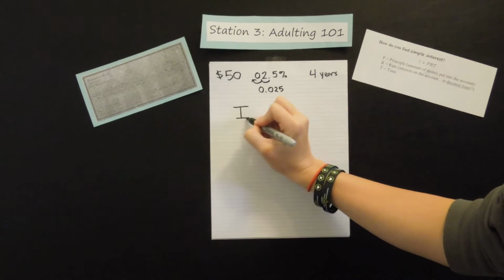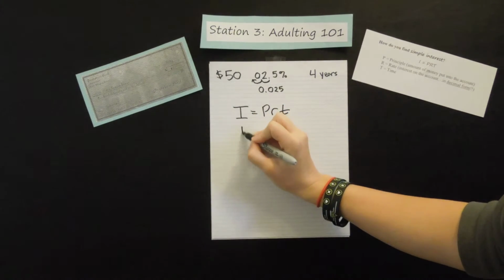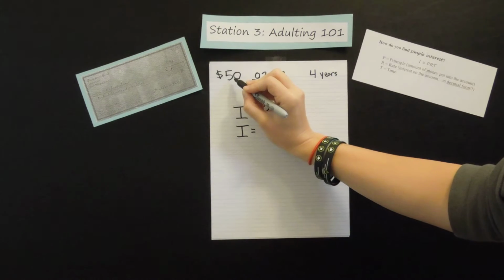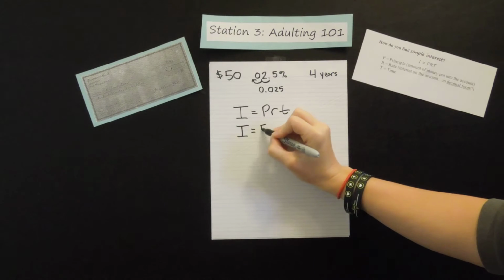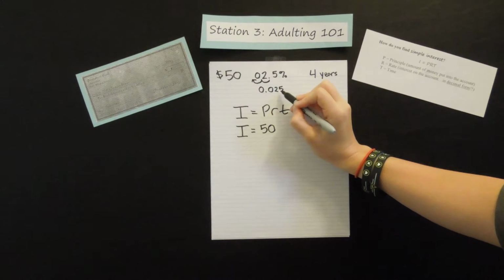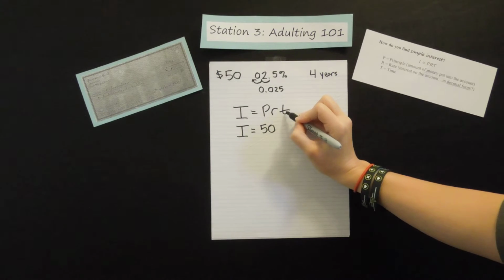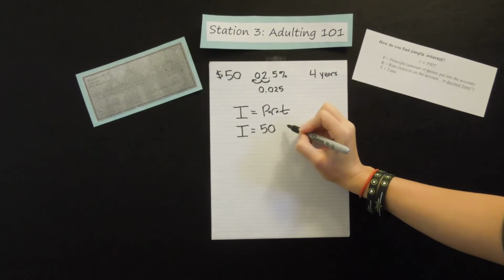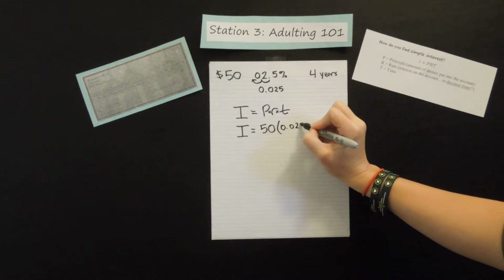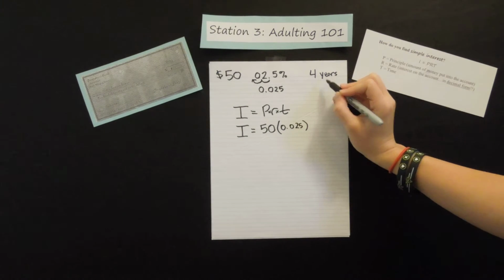Now we can plug all of our information into our formula. Our formula is I equals PRT. Our interest is what we're trying to find, so we'll keep an I for now. The principal is the original amount of money in the account, so in my example, I would put 50 where the P is. Then I would put the R, the rate of 0.025, right there for the R. And remember, when we have letters right next to each other, that means we're multiplying them together. So I'm multiplying 50 times 0.025. Last thing I have to multiply is the T, or the time the money spends in the account, which is 4 years.